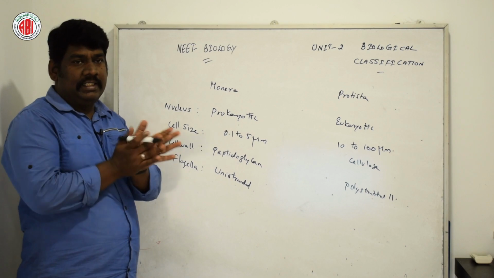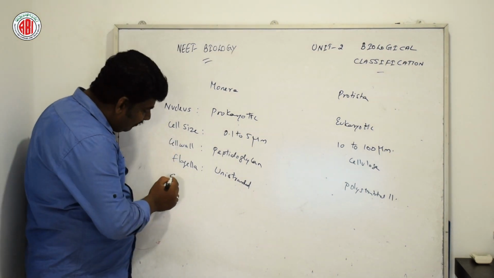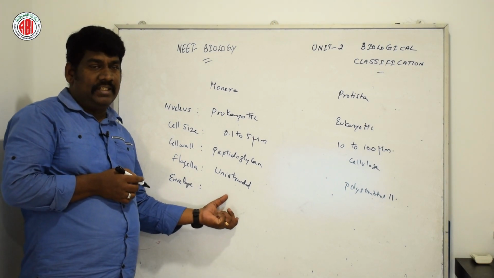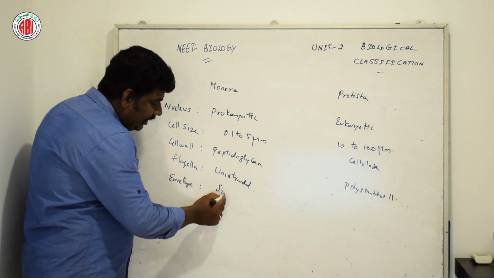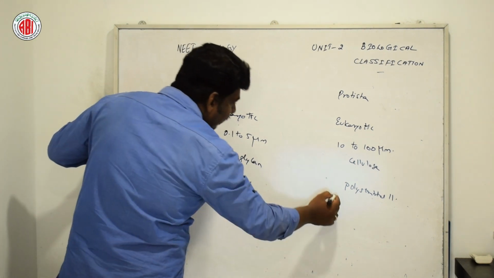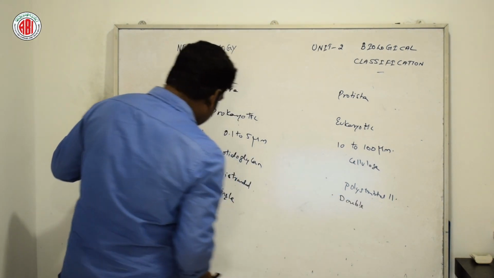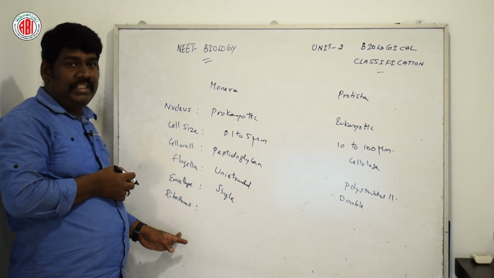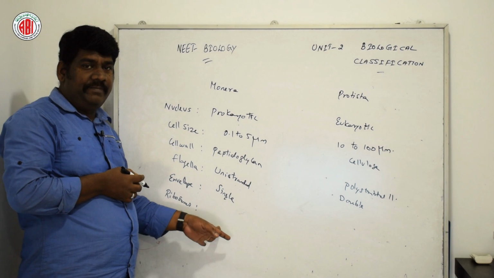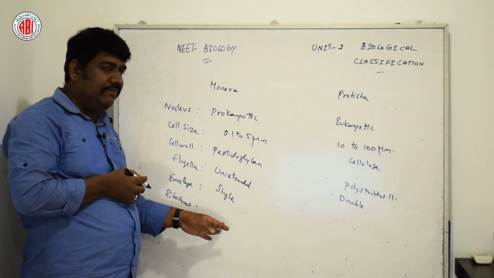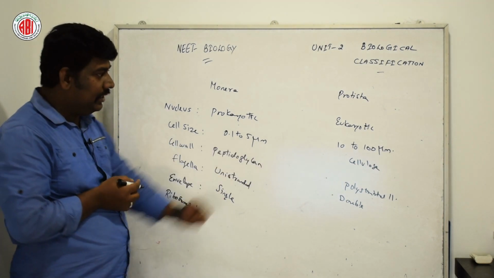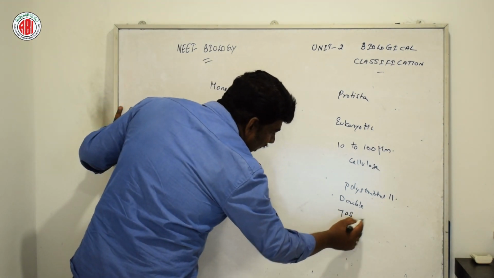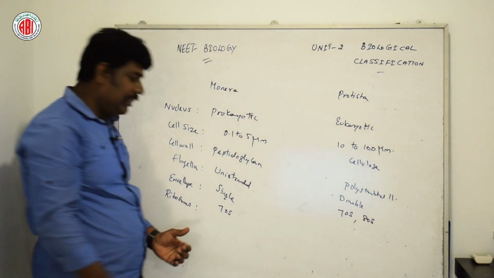Okay, next, talking about the envelope system, the outer layer. The envelope system is single in Monera, compared to Protista, which is double. Then ribosomes, the nature of ribosomes. The ribosomes seen in Monera are of the 70S type. In Protista, both 70S and 80S types of ribosomes can be seen.